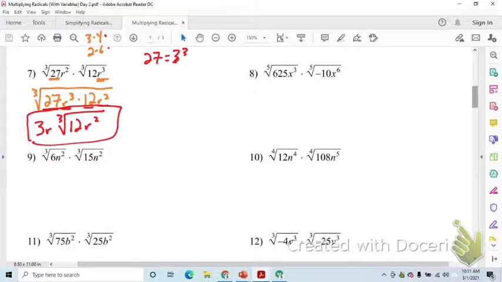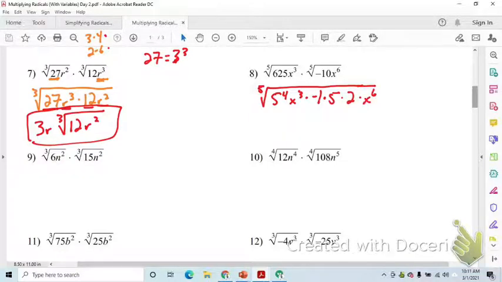Now, on number 8, we're dealing with the fifth root of things here. So I know, and hopefully you do too, because you have that chart, that 625 is the same thing as 5 to the 4th power. So there's x to the third, and then negative 10 is the same thing as negative 1 times 5 times 2, and then I have x to the 6th.